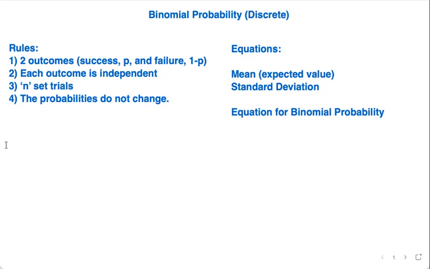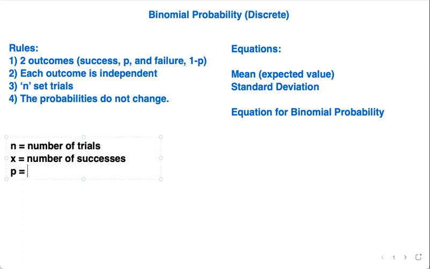Now we're going to have several variables involved if you notice. We're going to have n is the number of trials. X is the number of successes. So maybe 3 out of 8 coin tosses are heads. So 3 would be X and 8 would be N. P is the probability of success. And 1 minus P, sometimes it's called Q, is the probability of failure.